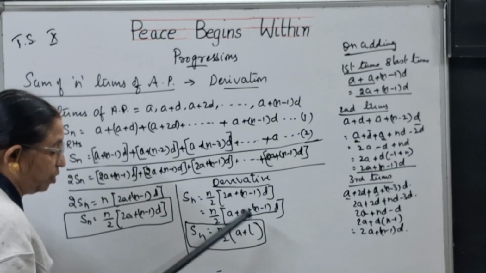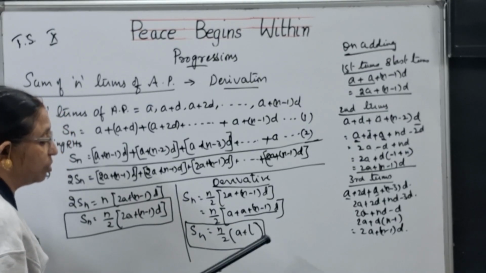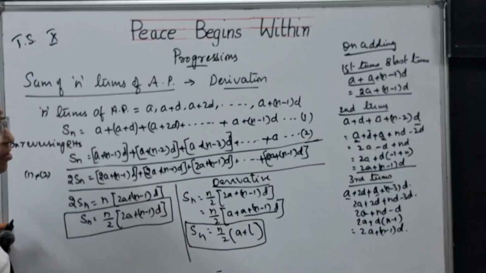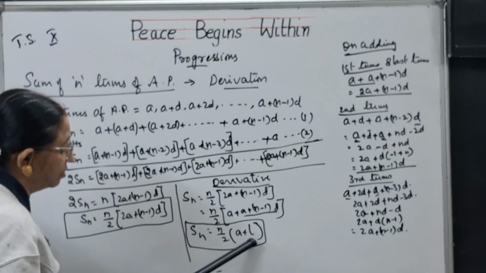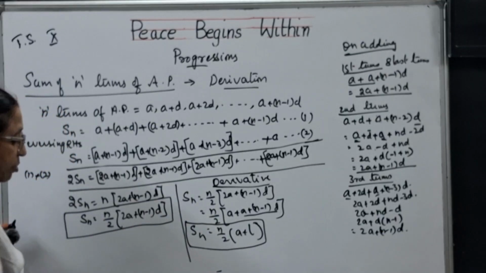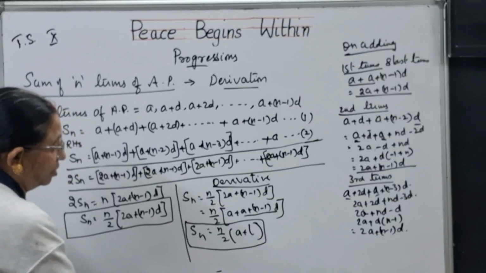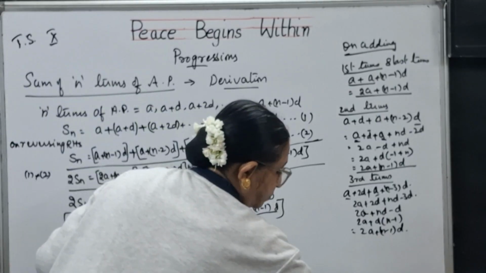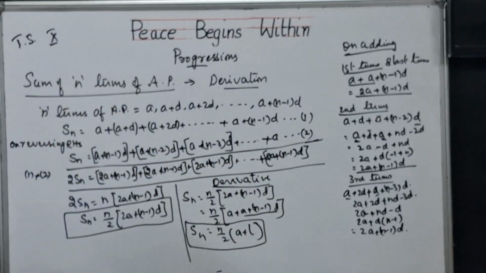This we use for the problems whose last term is given in the sequence. If they don't give the last term, we use this formula. I hope I am clear, children. So please note it down: sum to n terms of AP, derivation.